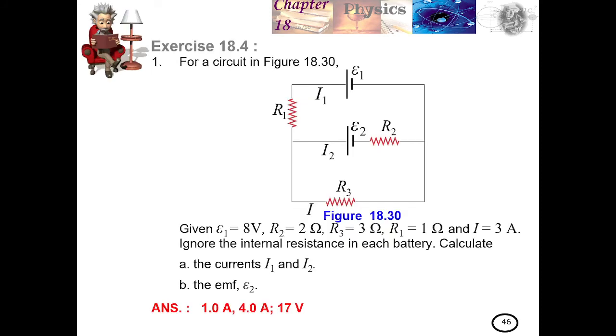You can pause this video and try out example number 1. This example only has 2 EMFs and I think only 2 loops, so it's easy for you to do by yourself. The answers are 1.0 ampere, 4.0 ampere, and 12 volt, 17 volts for the EMF E2.